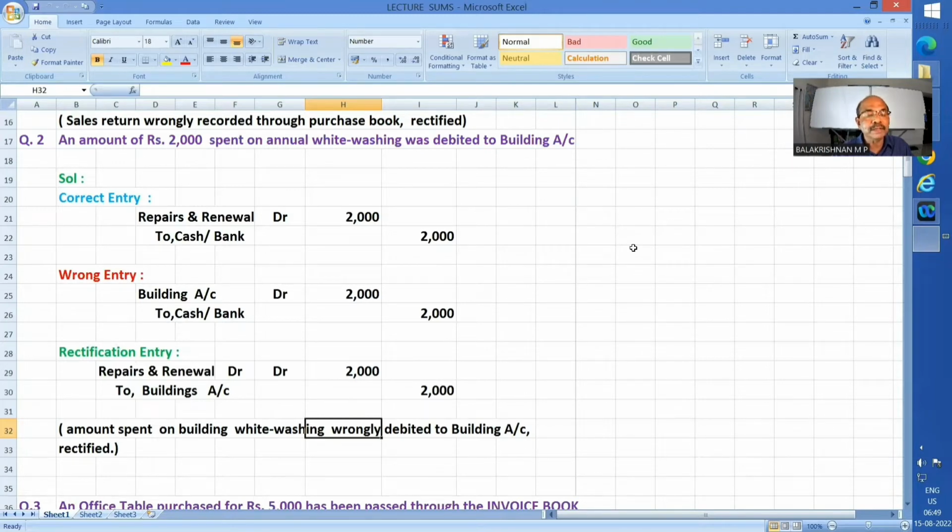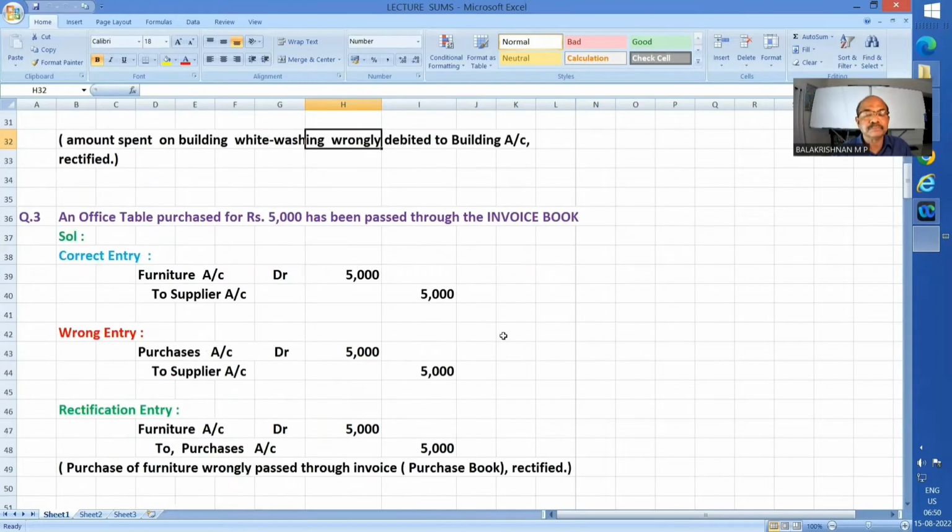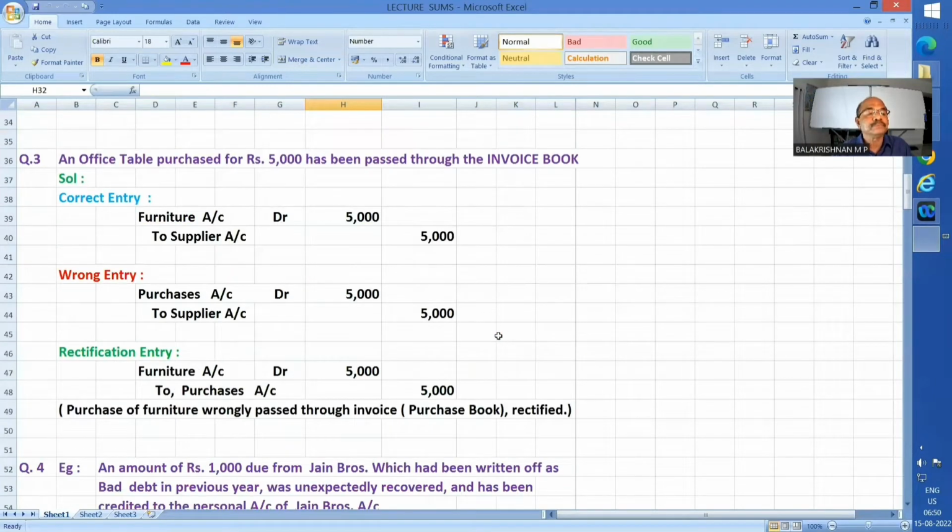Simple like that. Building has been unnecessarily debited, have it credited, and repairs and renewal account needs to be debited. So it's a pending debit. So repairs and renewal account debited to building account. And our narration will be: amount spent on building whitewashing wrongly debited to building account, rectified. Question number 3. An office table purchased for ₹5,000 has been recorded through the invoice book.